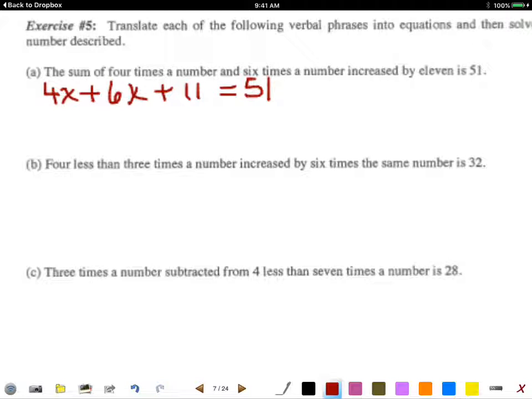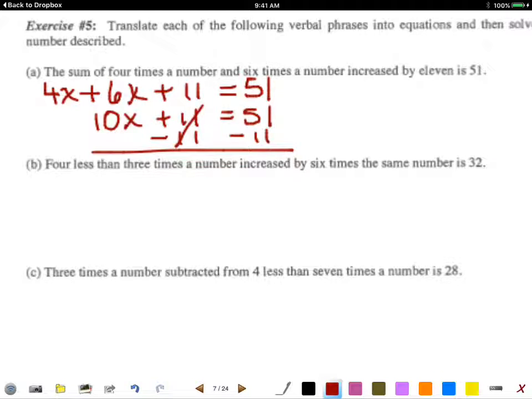What do you suppose we do first here? Combine like terms. 4 and 6 is 10x plus 11 equals 51. If you can combine like terms first, you should do that. Now we're going to subtract 11 on both sides because we see that addition. That leaves us with 10x equal to 40.